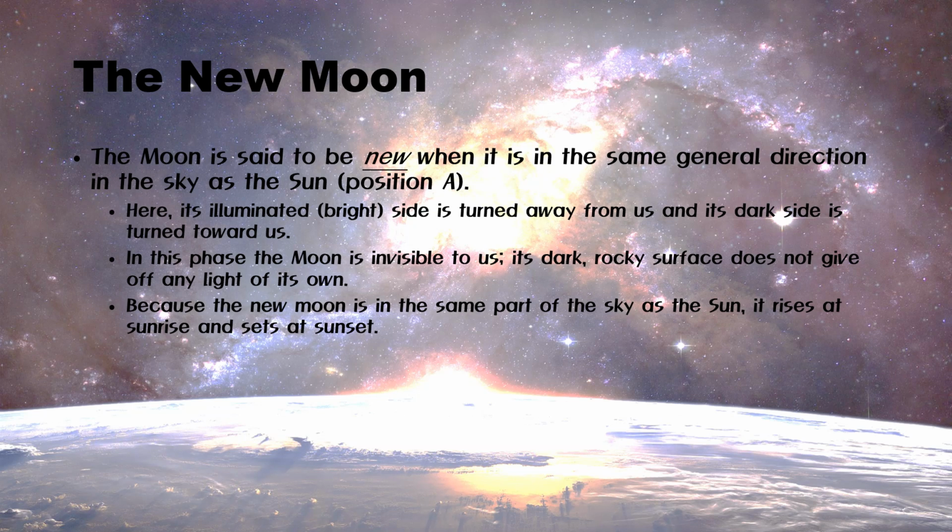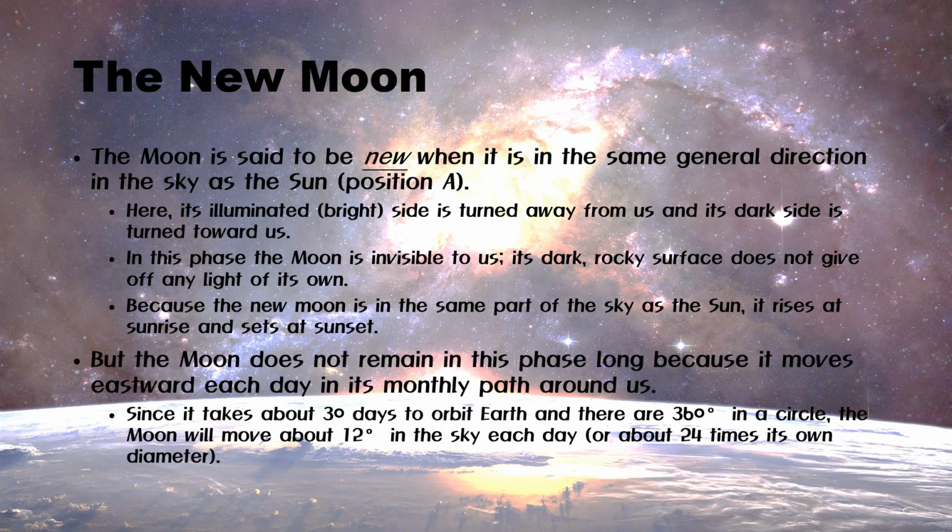Its dark rocky surface does not give off any light of its own. Remember, the moonlight is just reflected sunlight. Now, because the new moon is in the same part of the sky as the sun, it rises at sunrise and sets at sunset. So that's part of the reason why we don't see a new moon. But the moon does not remain in this phase for very long because it moves eastward each day in its monthly path around us. Since it takes about 30 days to orbit Earth and there are 360 degrees in a circle, the moon will move approximately 12 degrees in the sky each day, or about 24 times its own diameter.